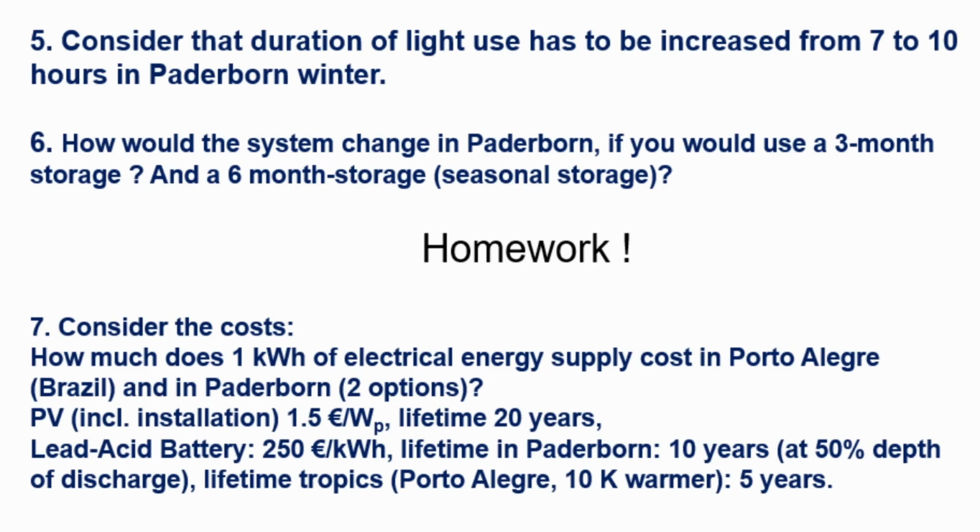We want to calculate first the electricity costs. So you have here for the PV, including installation and stand and so on, a typical value, 1.5 euro per watt peak, lifetime of 20 years. The lead acid battery, 250 euro per kilowatt hour of gross capacity. You have to consider the usable capacity because you have to consider the depth of discharge of 50% only. Lifetime in Paderborn, because it's colder, is 10 years. While if you have a battery which is rated 10 degrees warmer, the lifetime is only half, and then it will be only 5 years.